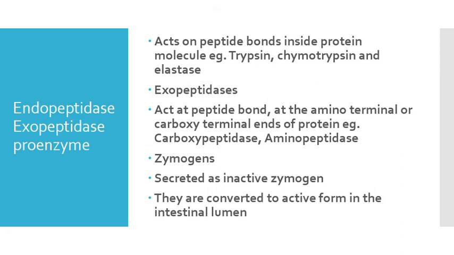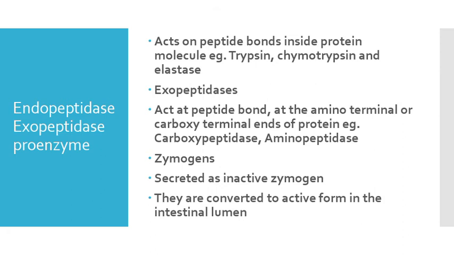Endopeptidase acts on peptide bonds inside the protein molecule. Example: trypsin, chymotrypsin, elastase. Exopeptidase means it acts at the peptide bond at the amino terminal or carboxy terminal end of the protein. Example: carboxypeptidase, aminopeptidase.